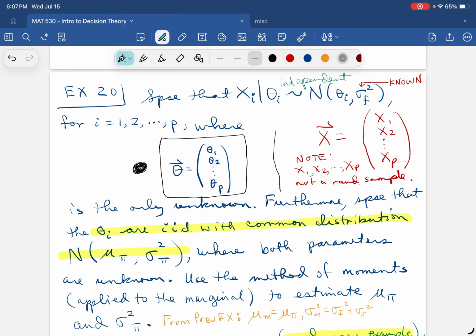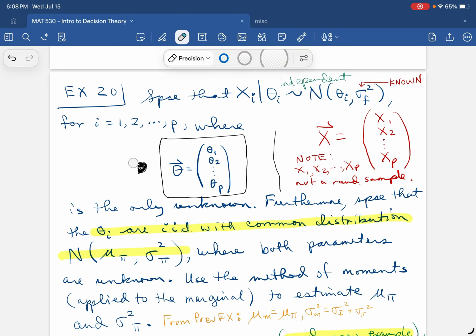Here is a problem that we looked at earlier when we were learning how to calculate the marginals and to use the marginals to help us assess the prior distribution. So we have x sub i given theta sub i is normal distribution with mean theta sub i and variance sigma sub f squared. And that sigma sub f squared is known, as indicated there, but the mean we're going to treat as random.